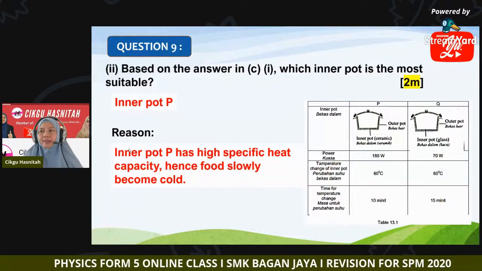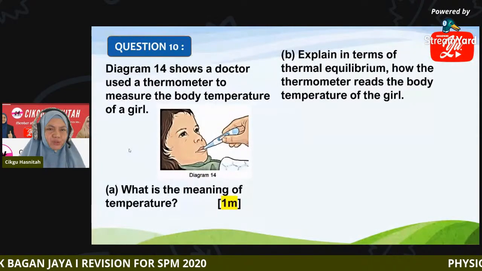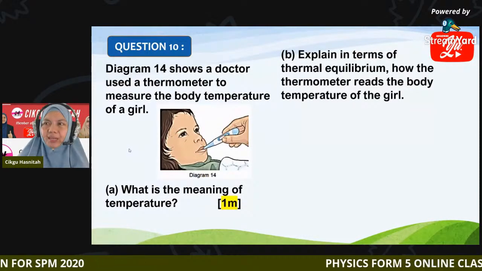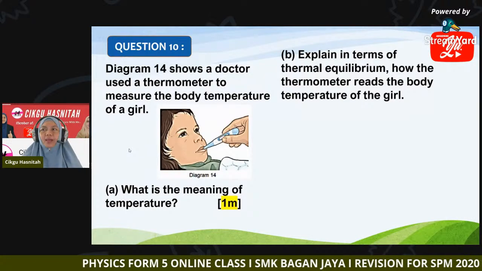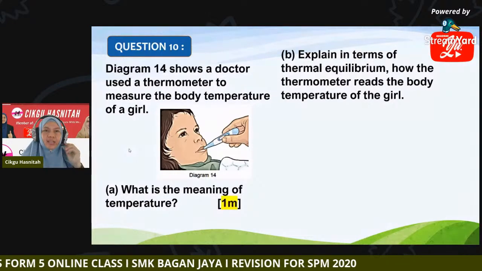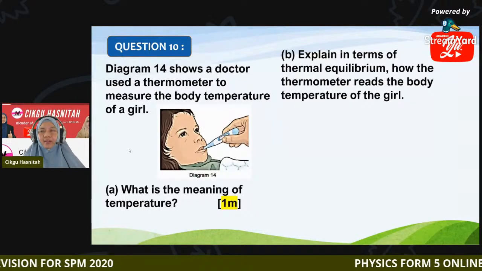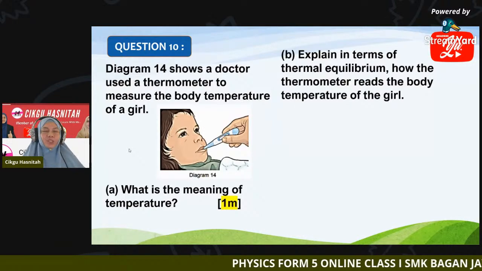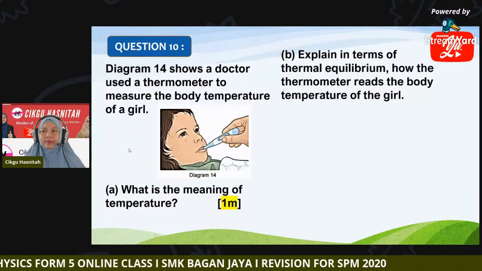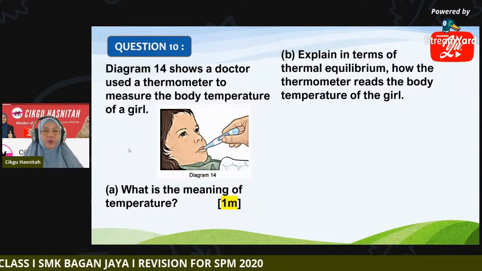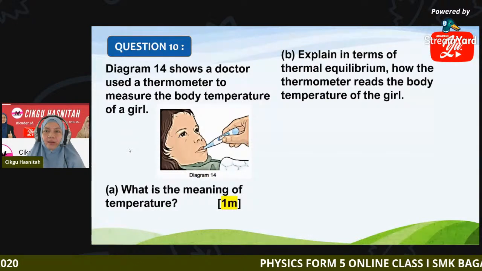Okay, so I think we have come to the final question for today, and still it is to do with heat. Okay, so class, again, heat. Now we have diagram 14. It shows a doctor using a thermometer to measure the body temperature of a girl. So what is the meaning of temperature? Question 10, last question for today. We have dealt with this question many times in class before.